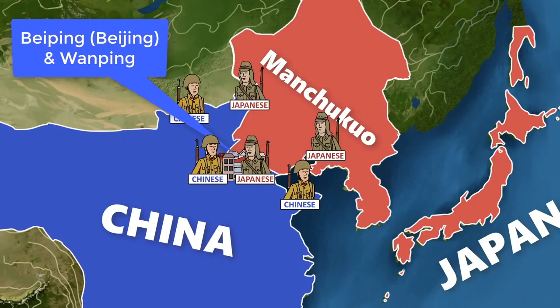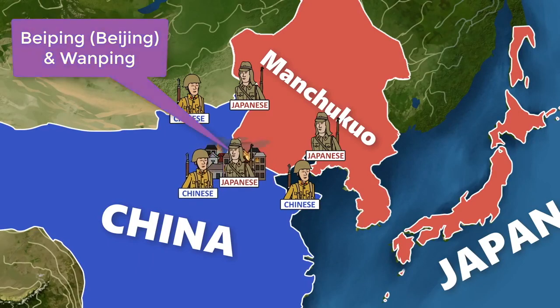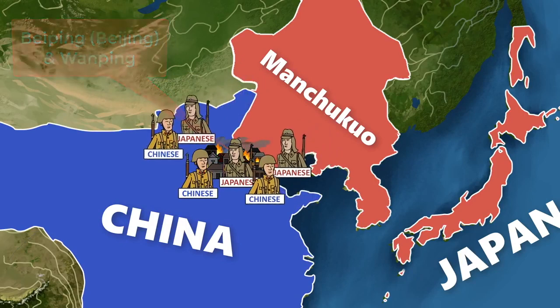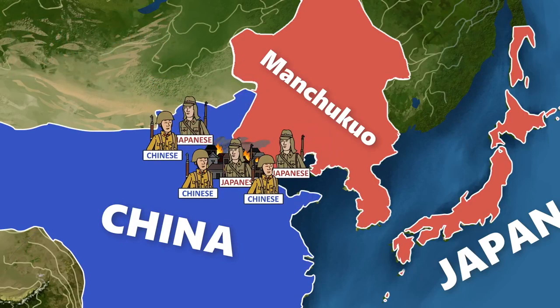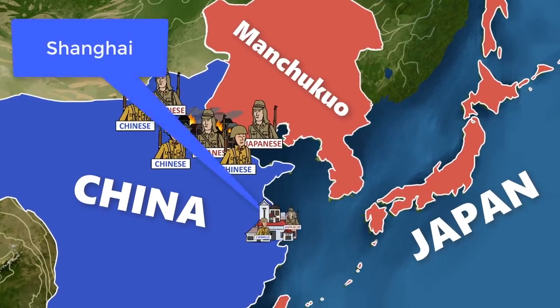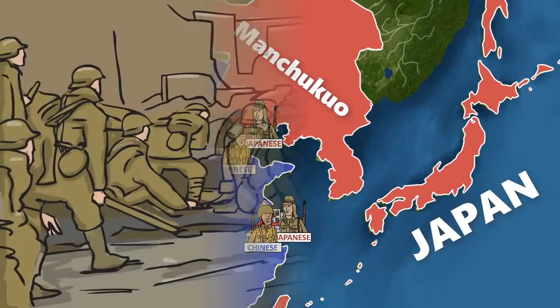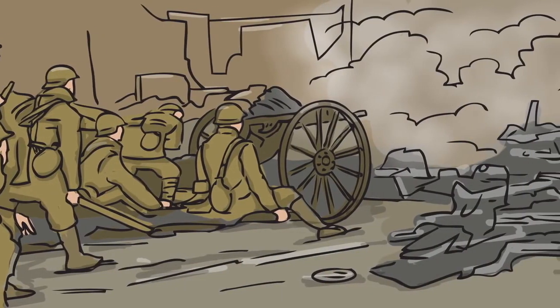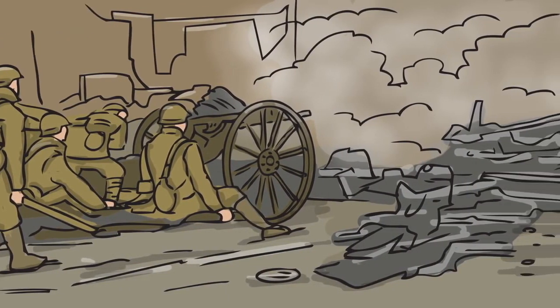Japan began bombarding Wanping, and by the end of the month, had taken Beijing and the surrounding areas. The Japanese were initially content with the territory they'd taken in northern China and wanted to end the war quickly, but Chiang Kai-shek was not giving up any time. He decided to open up a second front at the city of Shanghai, storming the Japanese quarter of the city on the 13th of August.